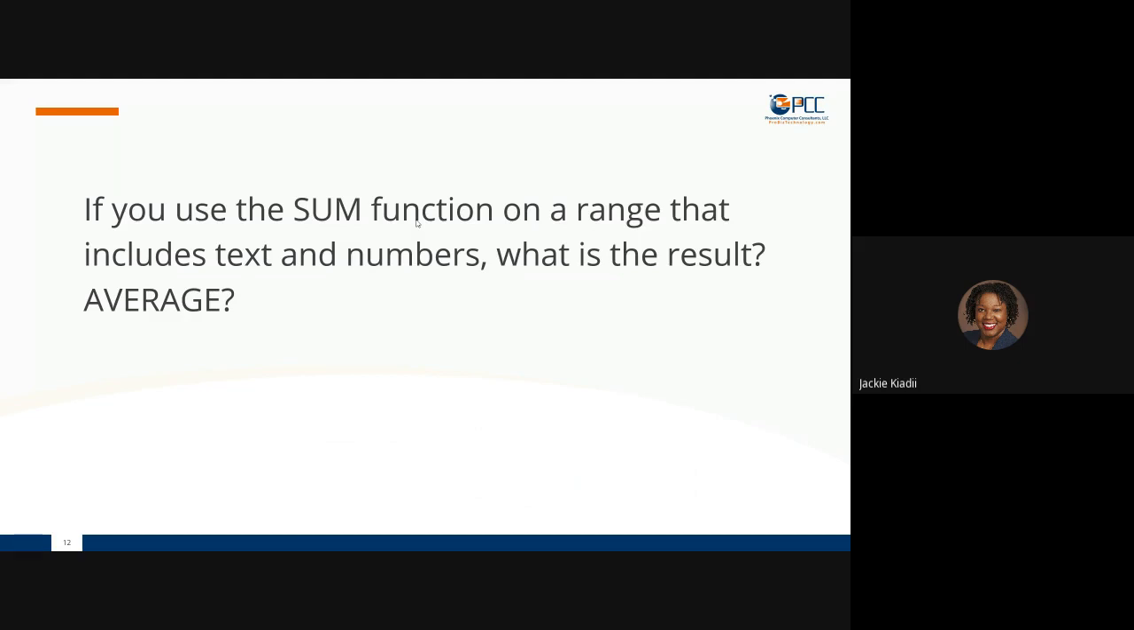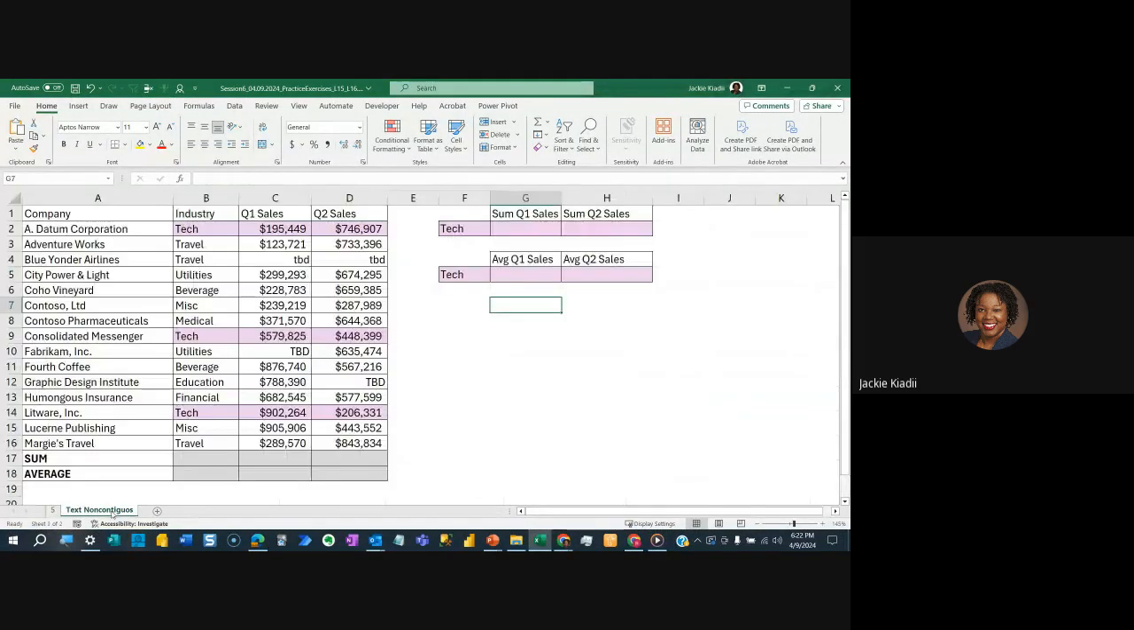Okay, so my next question is, if you use the sum function on a range of cells that includes text and numbers, what will happen? So this is my example here, right? This column includes numbers and text. If I use the sum function under here, what will happen? If I come to cell C17 and use the sum function to add up these items, what do you think will happen?